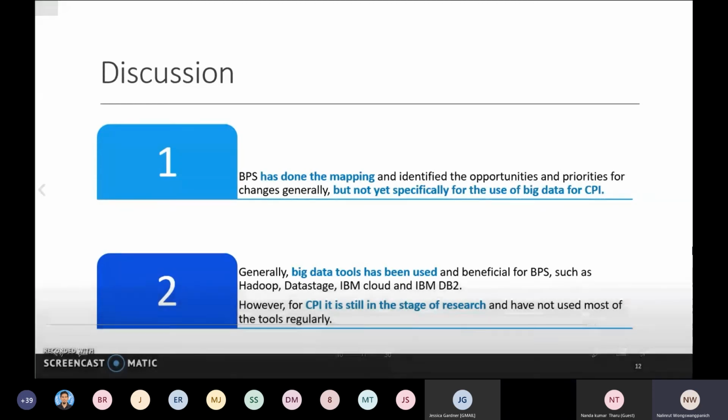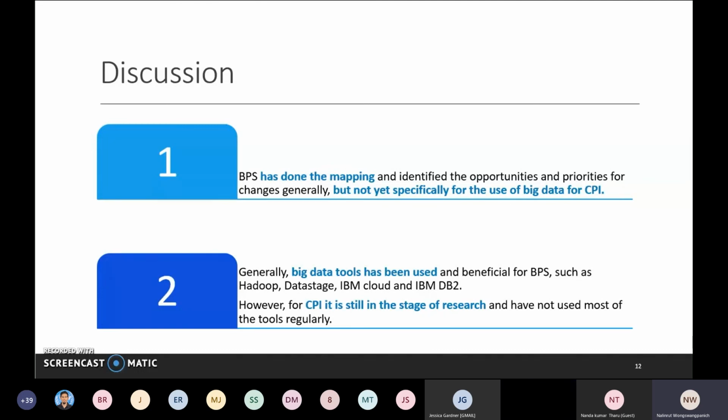We have two questions for the discussion. First is how BPS has used the mapping of current business processes to identify opportunities and priorities for change. Well, BPS has done the mapping and identified the opportunities and priorities for change generally, but not yet specifically for the use of big data for CPI.